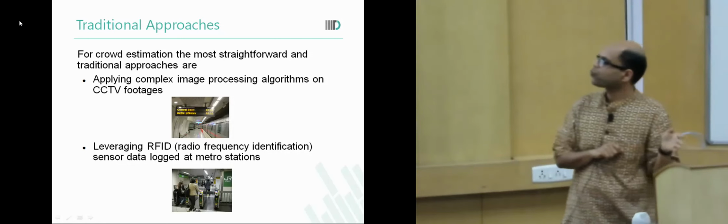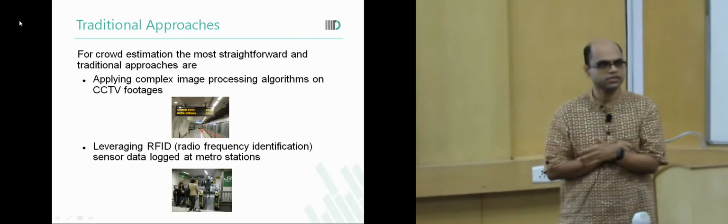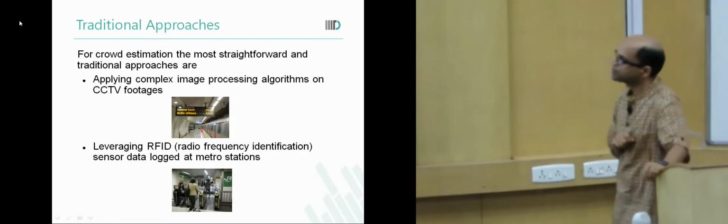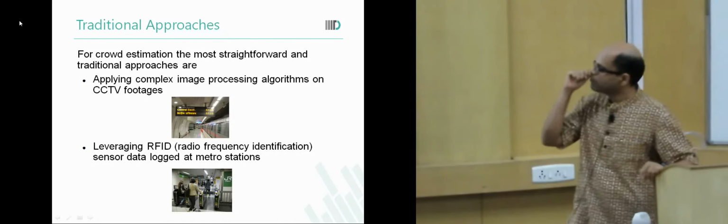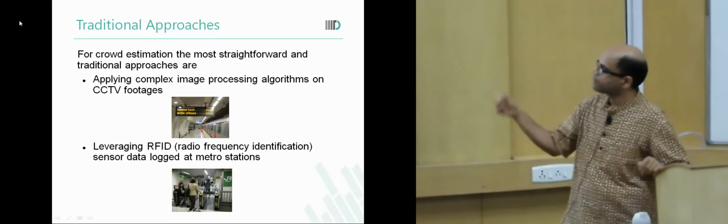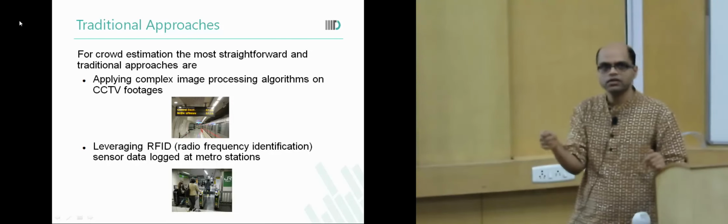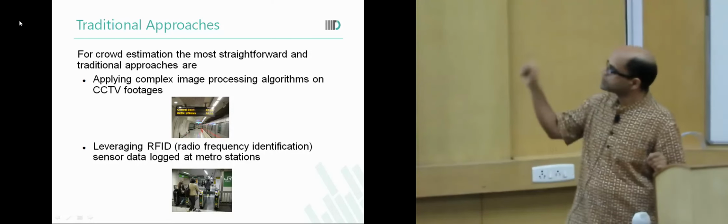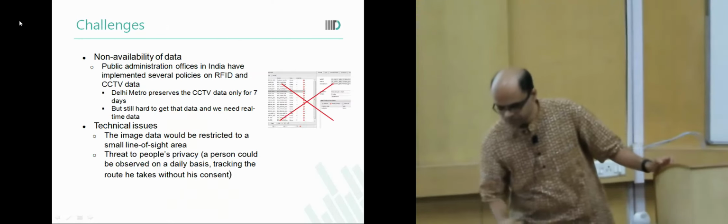Now the infrastructure. Traditional approaches. We could have used the CCTV footages. There are lots of CCTVs now, cameras installed at a lot of places, and a lot of the train stations also use RFID, which is your smart card, or the token that you insert into that. So that's there, but there are problems with this.